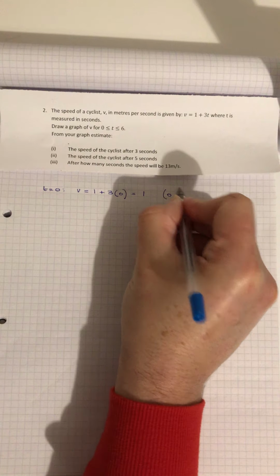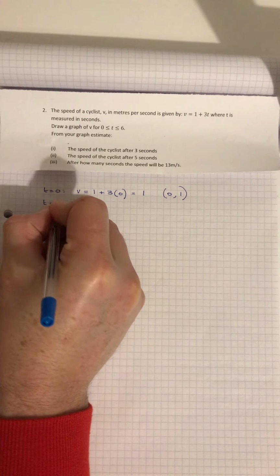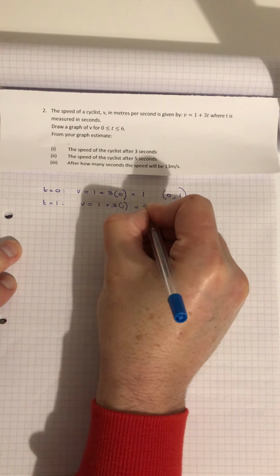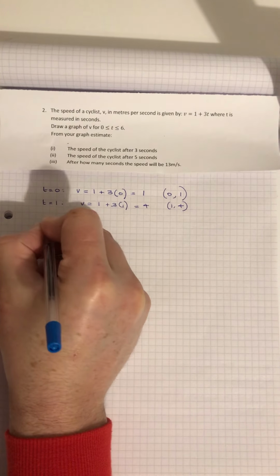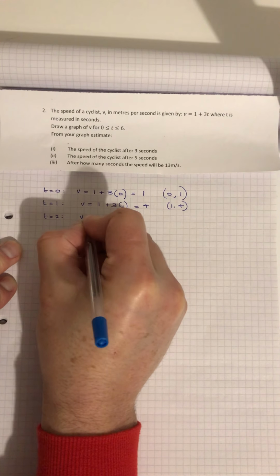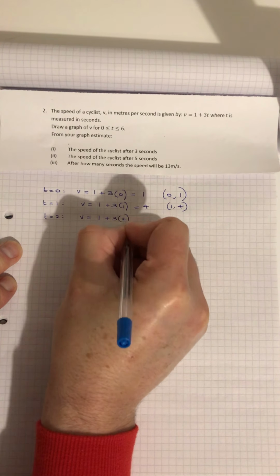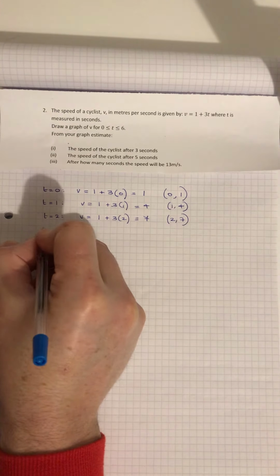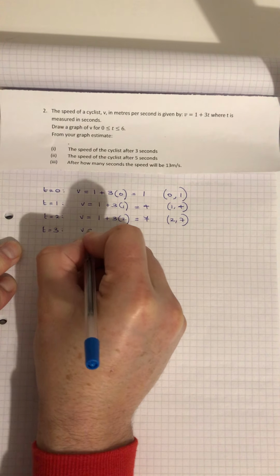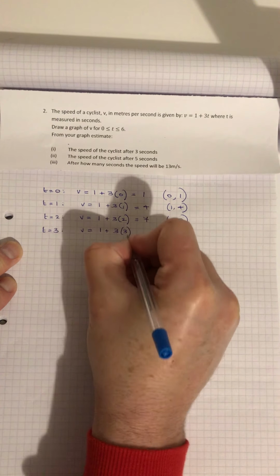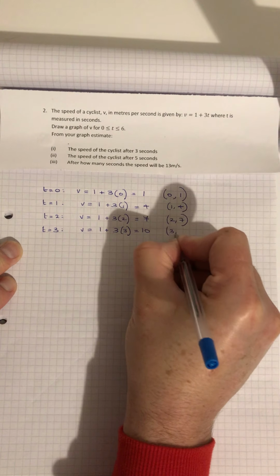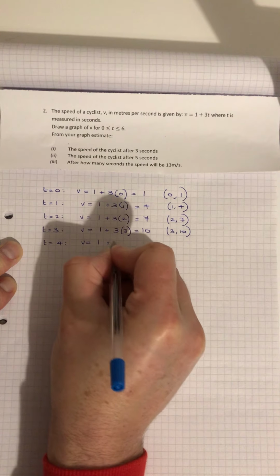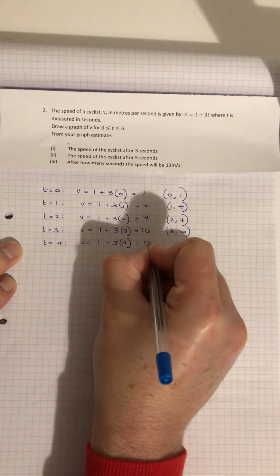So 0, 1. When t is equal to 1, v will be 1 plus 3 times 1, which is equal to 4. T is equal to 2, v is equal to 1 plus 3 times 2, which is equal to 7. So 2, 7. When t is 3, 1 plus 3 times 3 equals 10. And when t is 4, v is equal to 1 plus 3 times 4, which is 13.